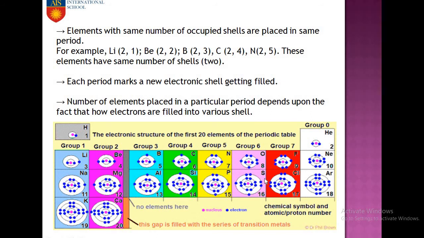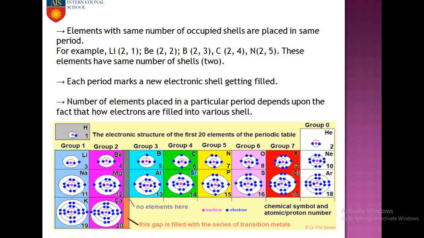Now, let me take an arbitrary example. Silicon. See how many shells there are. What is its atomic number? 14. So what will be its electronic configuration? 2, 8, 4. So there are 3 shells, so it belongs to the third period. And which group? As there are 4 electrons in the outermost shell, it belongs to group 4. So third period and fourth group.